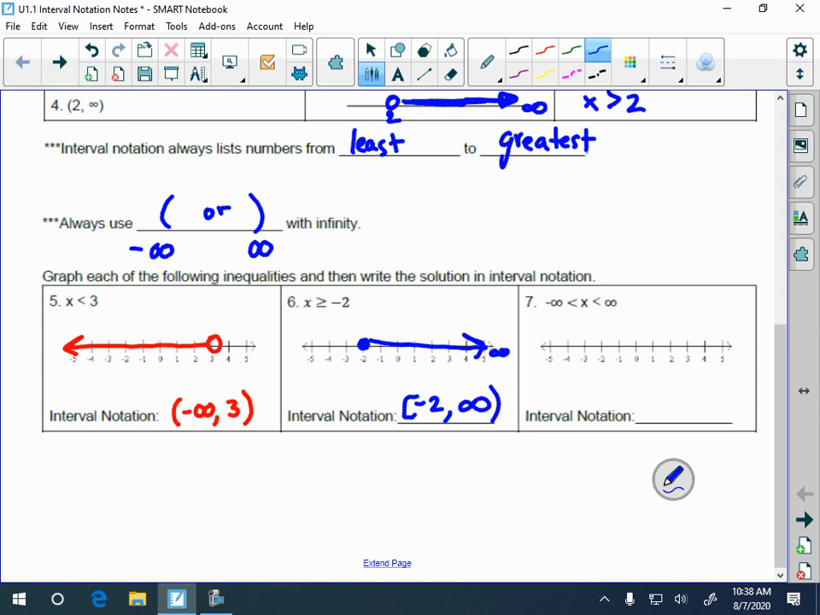All right, 7. This says shade everything between negative infinity and positive infinity. Negative infinity, positive infinity. All right, so negative infinity is way over here on the left side. Positive infinity is way over here on the right side. And this says shade everything in between.